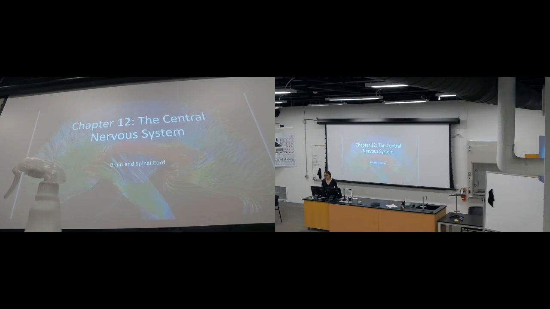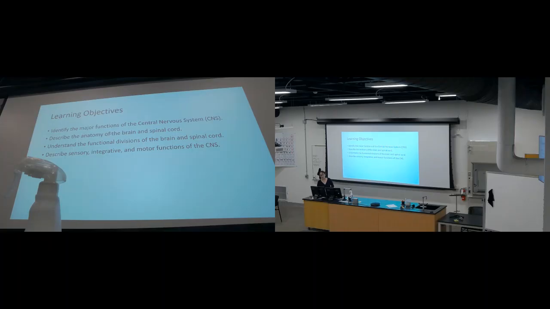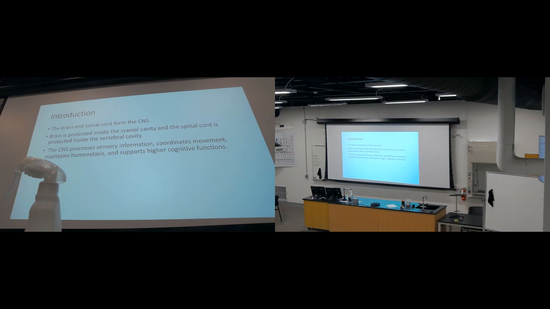So chapter 12, it's about the central nervous system, the brain, and the spinal cord. In this chapter, we're going to see the major functions of the CNS, and we're going to see the different parts of the brain and the spinal cord and their functions, and we're going to see what are sensory, integrative, and motor functions of the CNS.